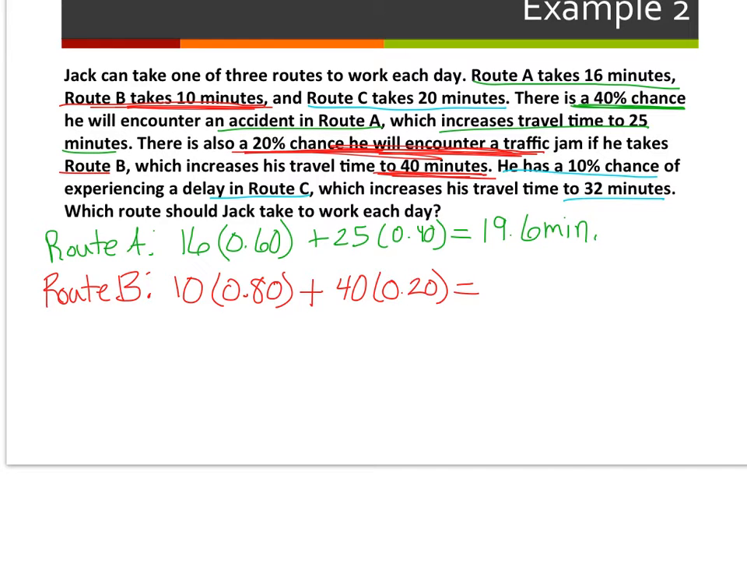So I take his probability of there being a traffic jam, which is 20% times 40, plus the 80% times 10 minutes. And that gives us a 12-minute expected value for route B. Route C.